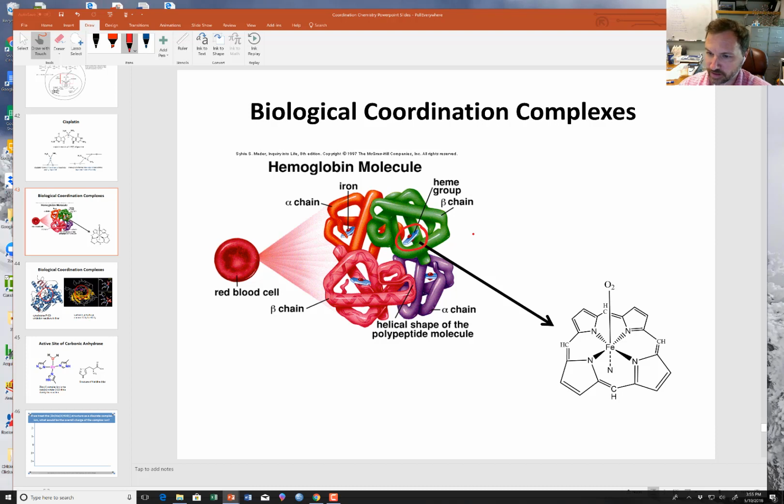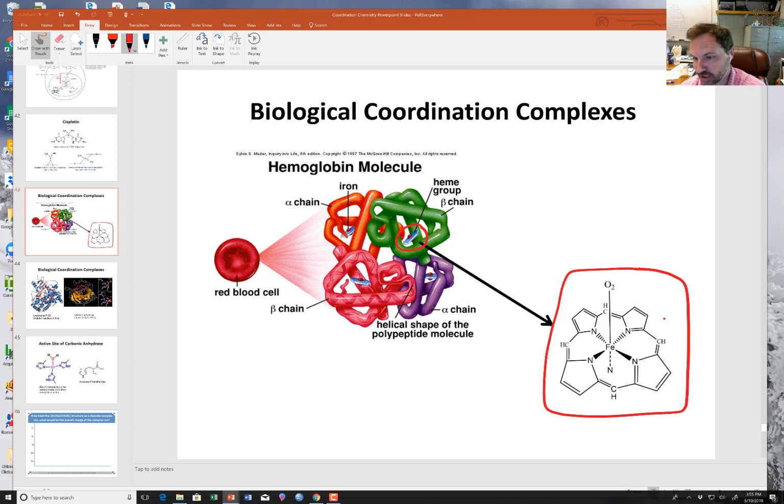And so here then is a representation of that heme unit. And so this is called a porphyrin. So this ring, this hydrocarbon ring that has the nitrogen donors of this species, is called a porphyrin. And each of these nitrogens in the porphyrin have lone pairs that can coordinate to the iron. So this is what we would call a tetradentate ligand.